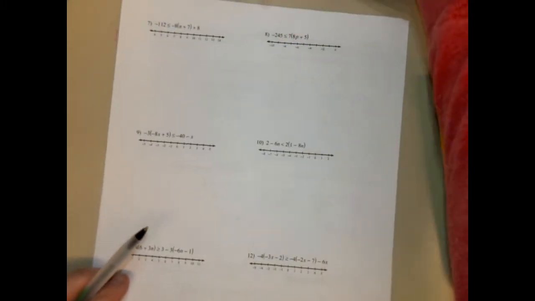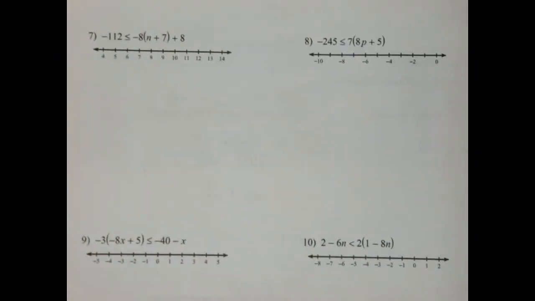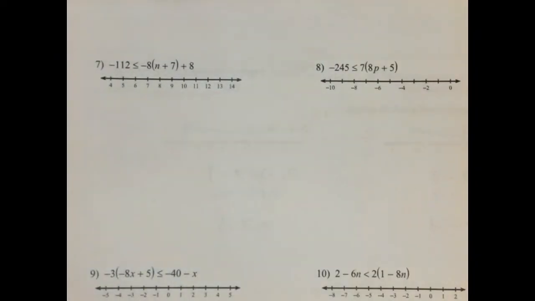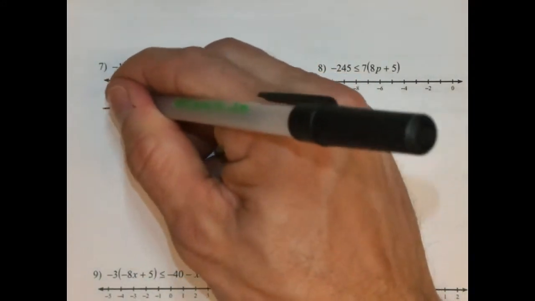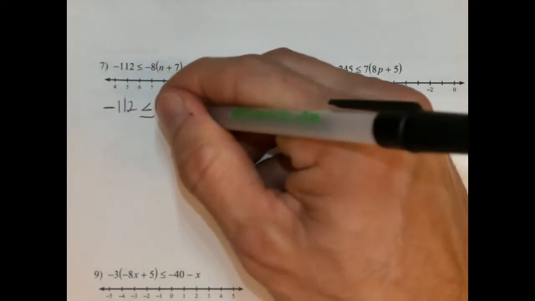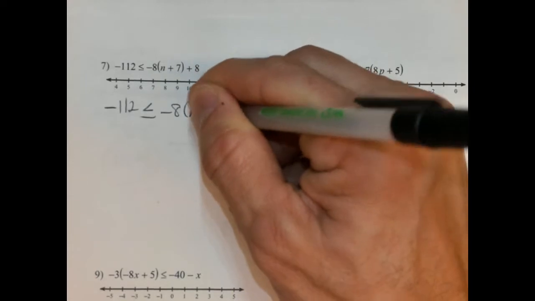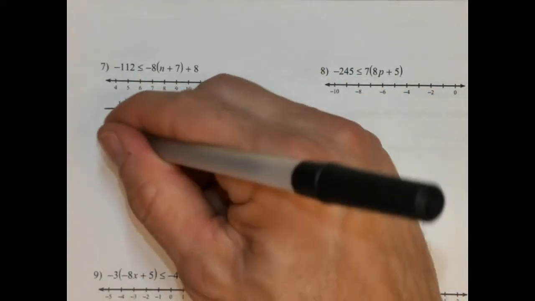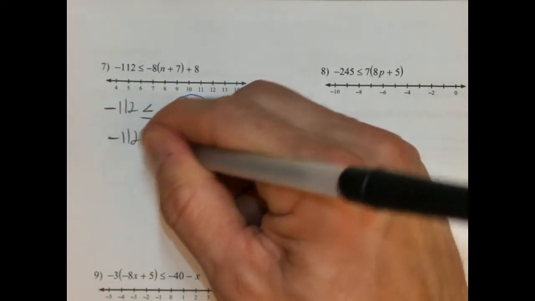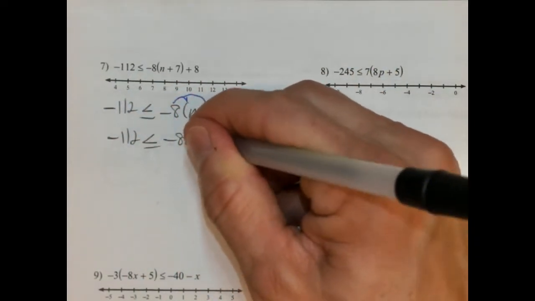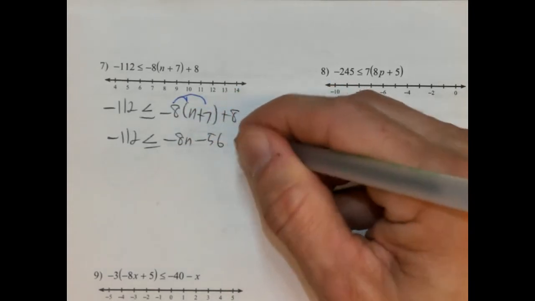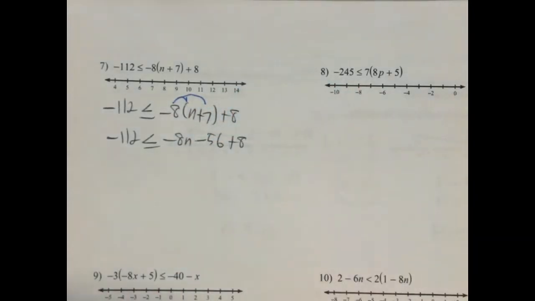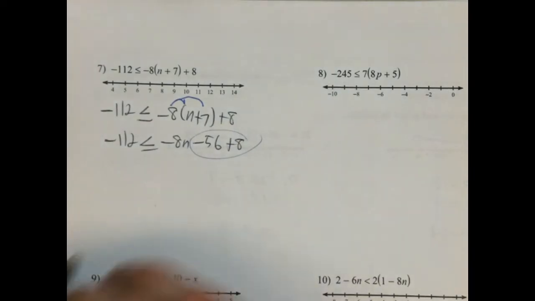Oh, these get spicy. There we go. This will be good. Alright, number 7. So let's rewrite this. We have negative 112 is less than or equal to negative 8n plus 7 plus 8. So we're going to distribute this negative 8. Okay, so negative 112 is less than or equal to negative 8n minus 56 plus 8. We're going to combine these like terms.